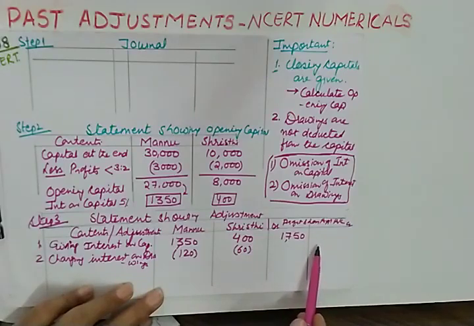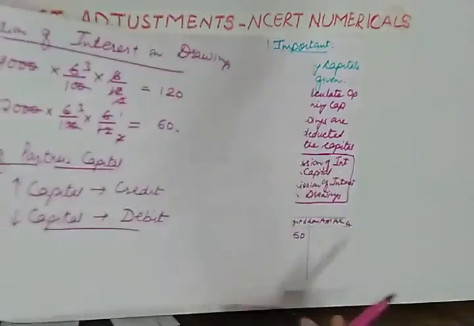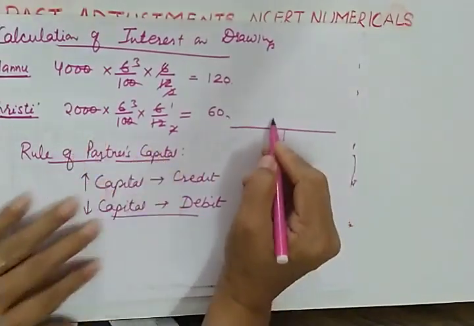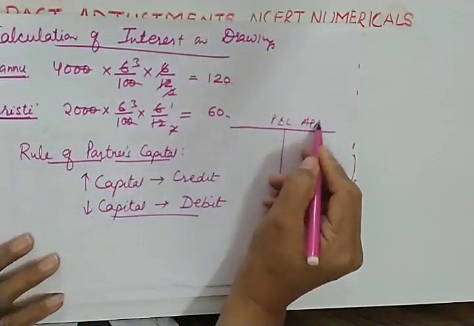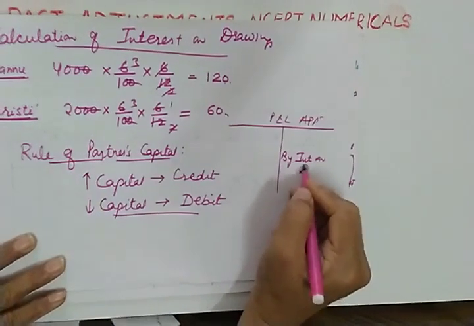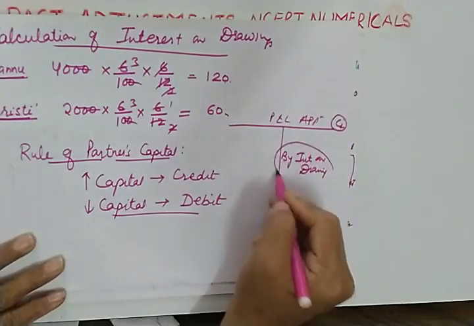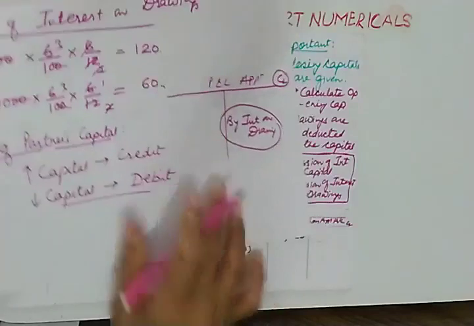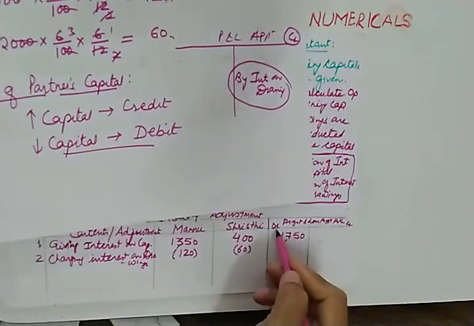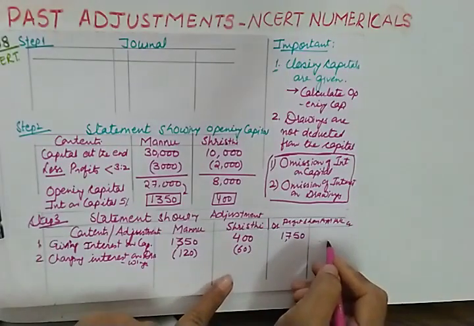You already know how we record interest on drawing in the profit and loss appropriation account. Suppose this is your profit and loss appropriation account. We record interest on drawings on this side, which is the credit side. This side is credit side, this side is debit side. So what is the total? 180.